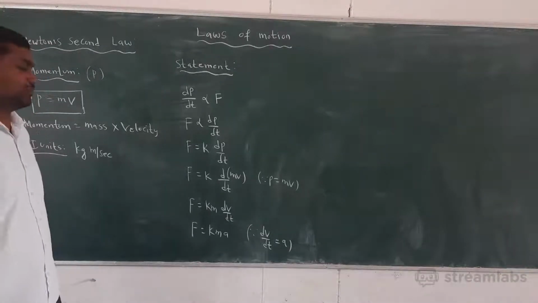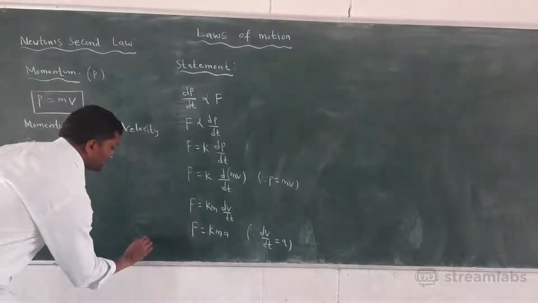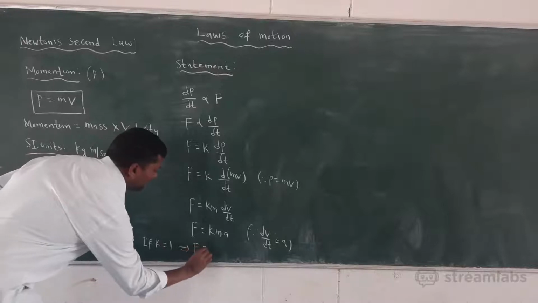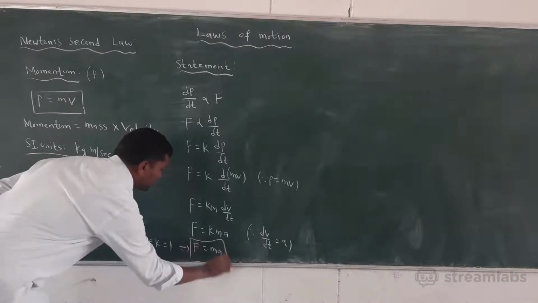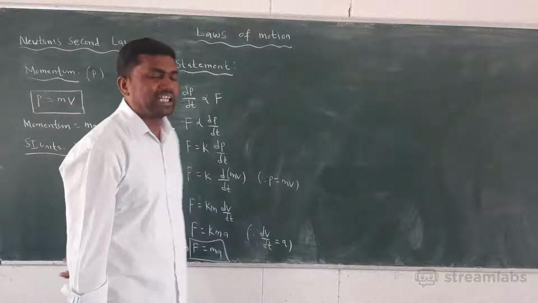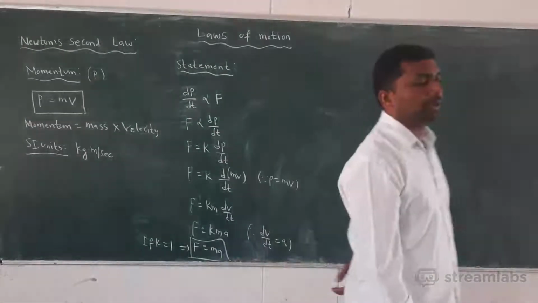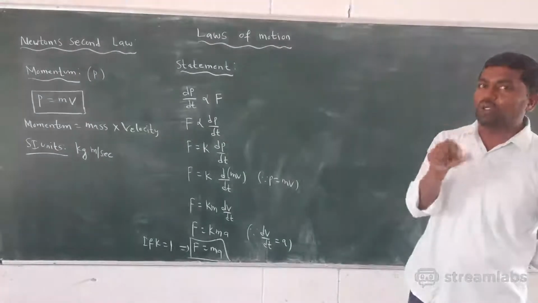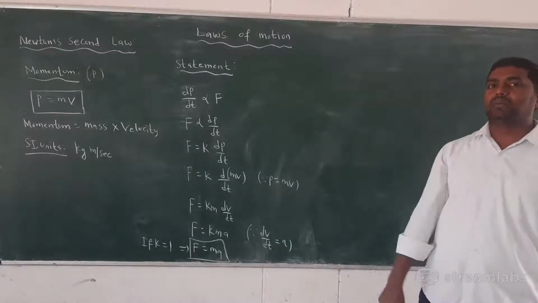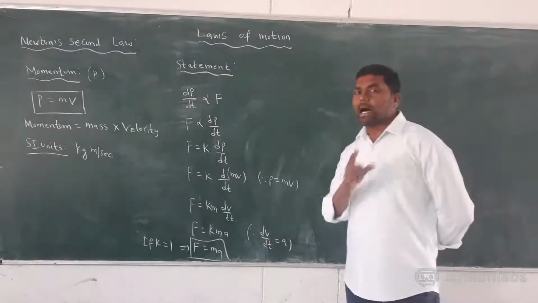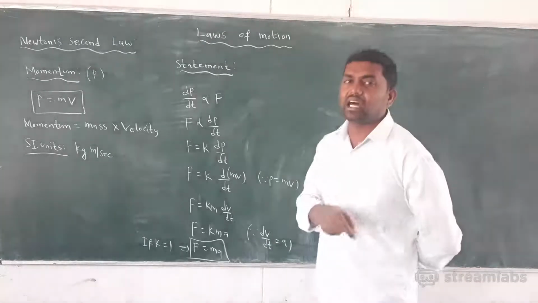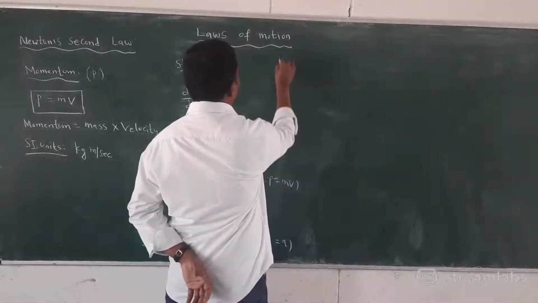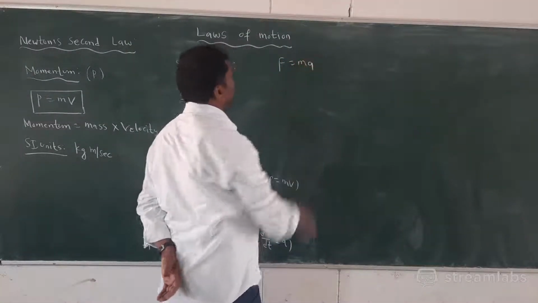If we take K equal to 1, then we can write the equation F is equal to ma. This equation is called Newton's second law equation, the principle of Newton's second law, where F is the force applied on the object, M is the mass of the object, and A is the acceleration. So this is how we derive F is equal to ma.